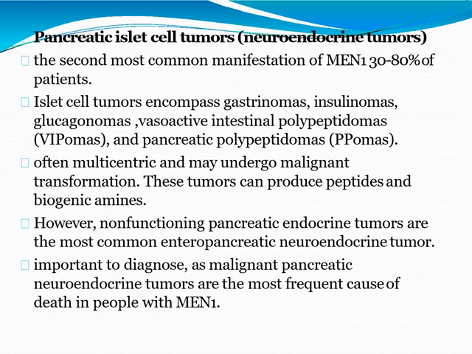However, non-functioning pancreatic endocrine tumors are the most common enteropancreatic neuroendocrine tumors. Important to diagnose, as malignant pancreatic neuroendocrine tumors are the most frequent cause of death in people with MEN1. So it could be an important MCQ as well.